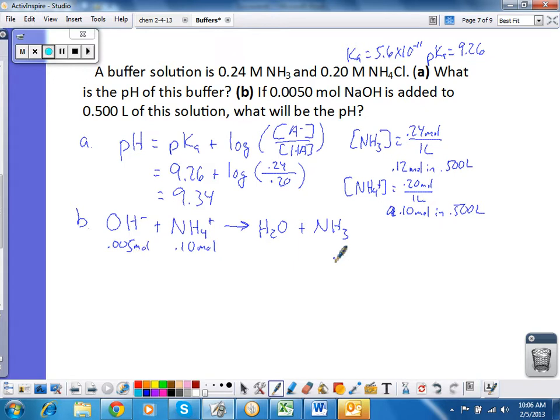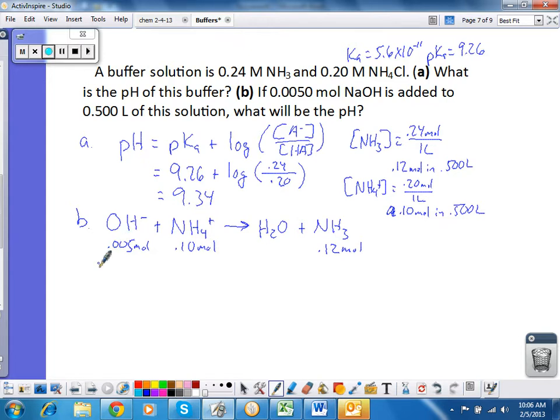So right now in my buffer I have 0.12 moles. So these are the number of moles that I'm starting with. This is a left to right reaction, which means that one of these two things is going to be used up. The OH minus is going to react with the NH4 plus until one of them is totally gone. And looking at these numbers, the thing that's going to be totally consumed is the hydroxide.